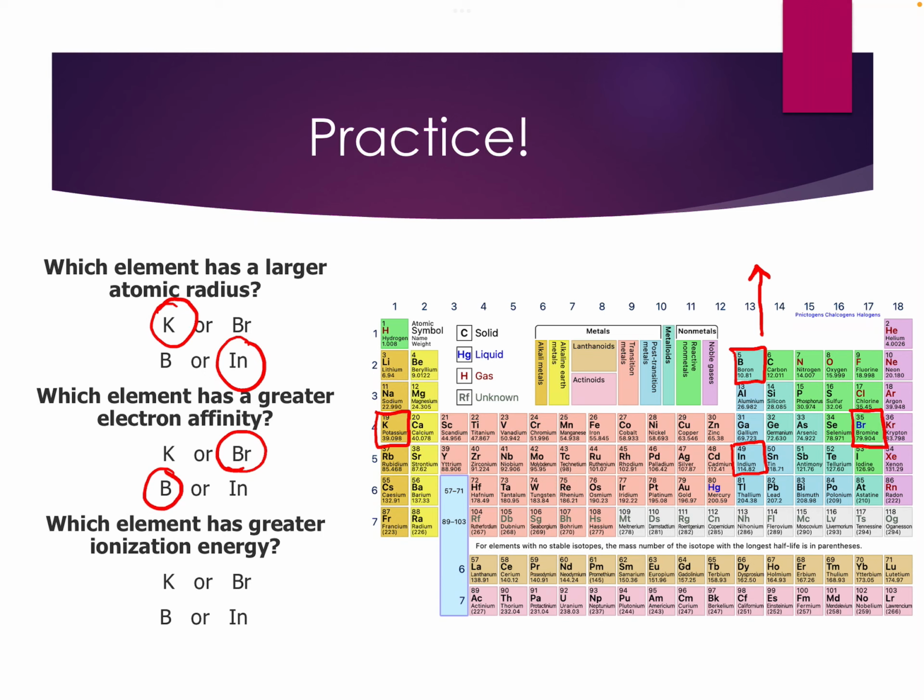And then finally, ionization energy. Ionization energy and electron affinity have the same trends, so if you know the answer for ionization energy, it's the same for electron affinity. Remember, the smaller our atom is, the greater the ionization energy. Since bromine is smaller than potassium, it has a greater ionization energy, because the smaller the atom, the tighter it holds on to its electron. Comparing boron and indium, boron is our smaller atom, so it holds its valence electrons more tightly, giving it a larger ionization energy.